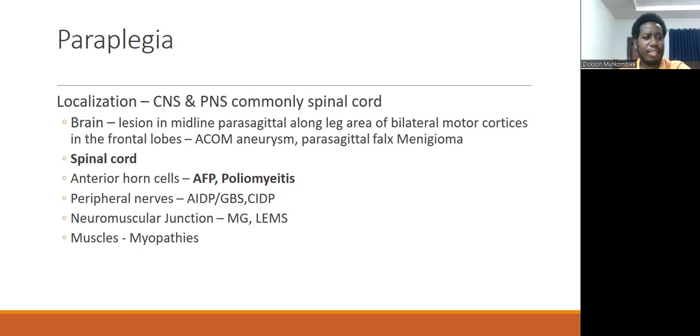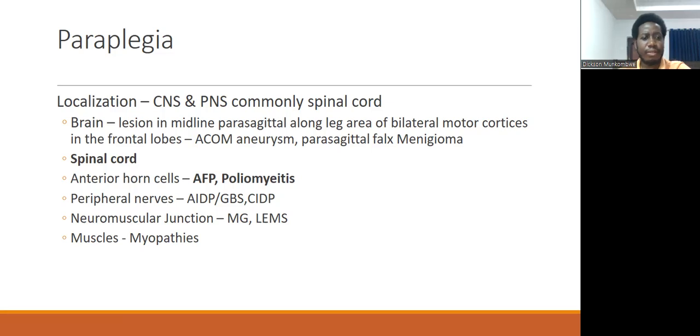So the next localization is the spinal cord. Bear in mind, this is still in the central nervous system. Then from the spinal cord or within the spinal cord, you have the anterior horn cells, which can be separately or preferentially affected and have a rather different picture. So these are conditions which cause acute flaccid paralysis, such as poliomyelitis, as well as many viral spinal cord disorders.